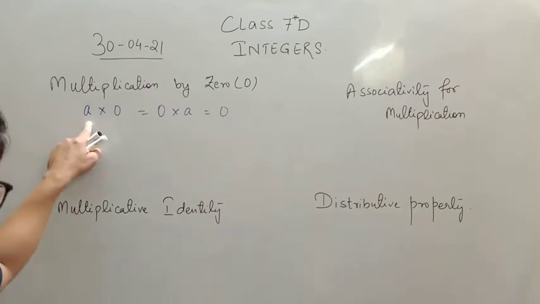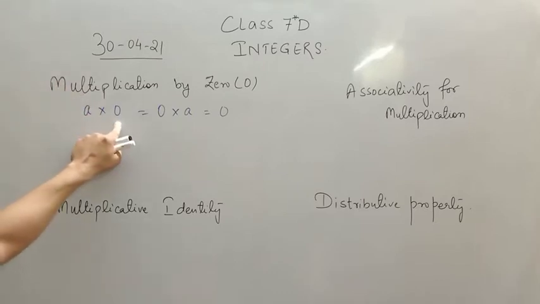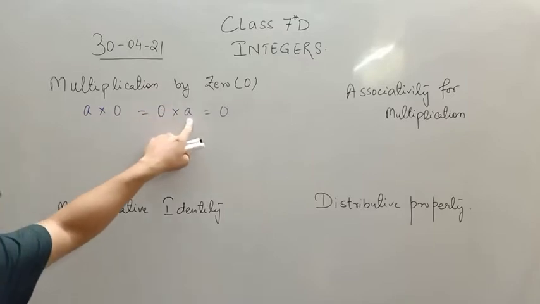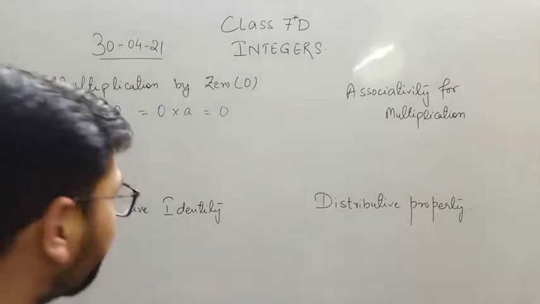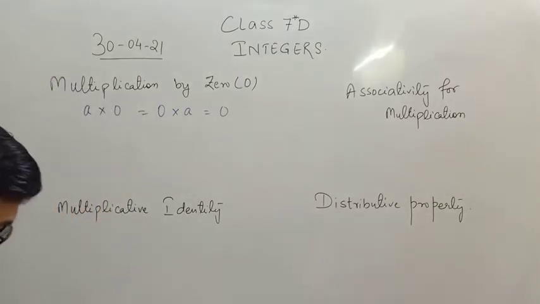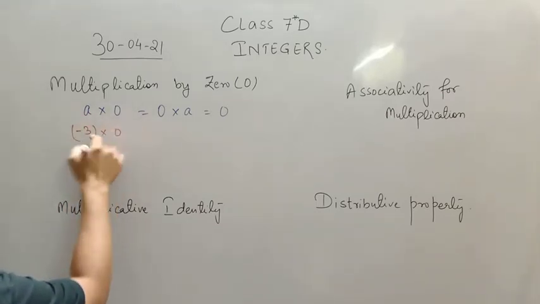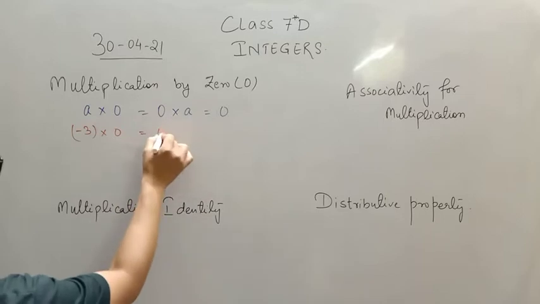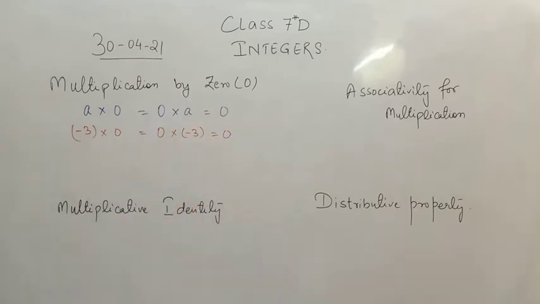If you have any number, let's say n, let's say a, let's say b, so this is a number, right? This is a whole number, or you can say it's an integer. Whenever you multiply this number with 0, or 0 multiplied by that number, the result will always come out to be 0. The simple example is, I'll give you one example from your book. Let's say I have a negative integer -3. When I multiply it with 0, or I can write 0 multiplication with -3, in both the cases, the result will be 0.